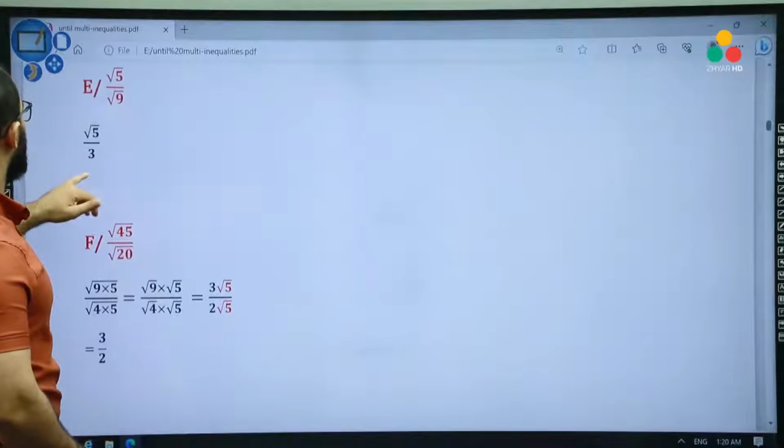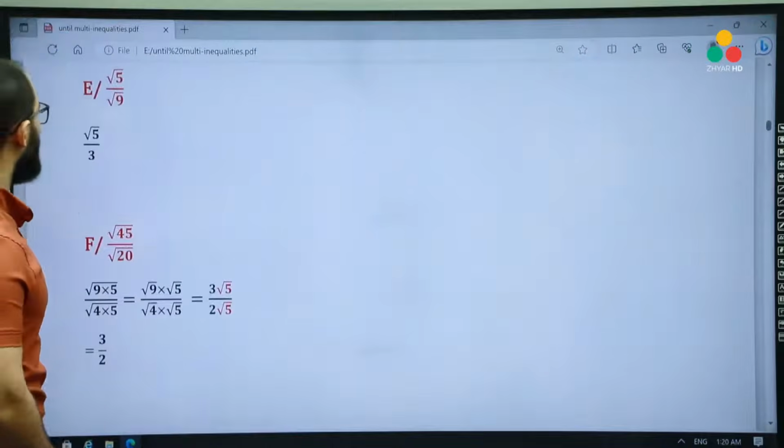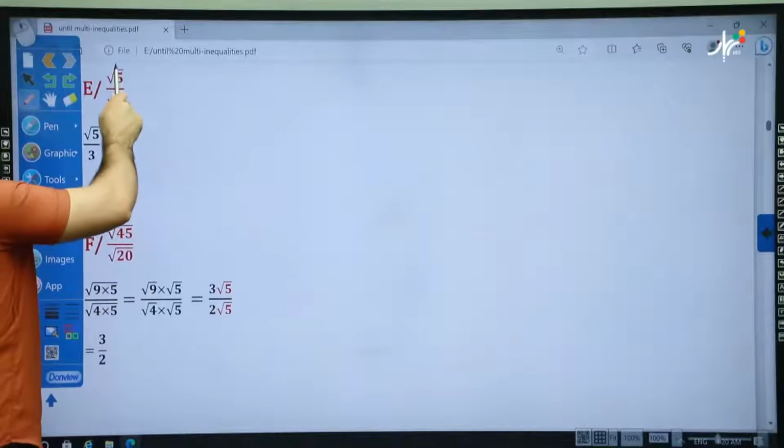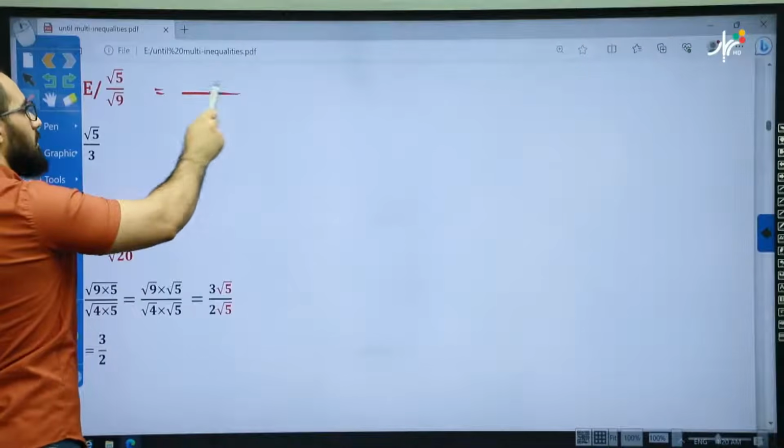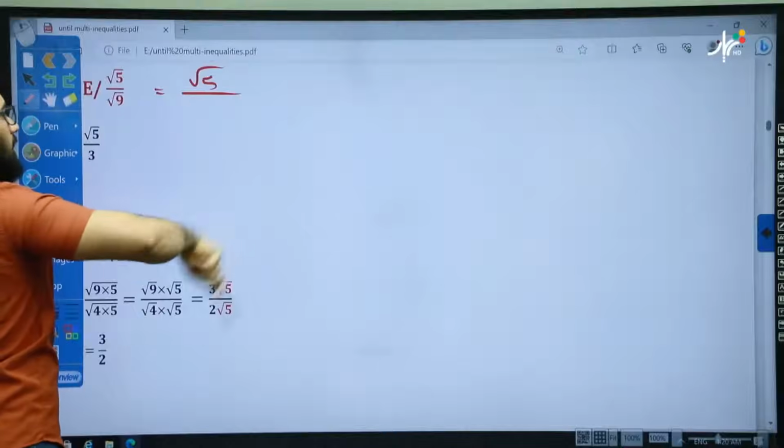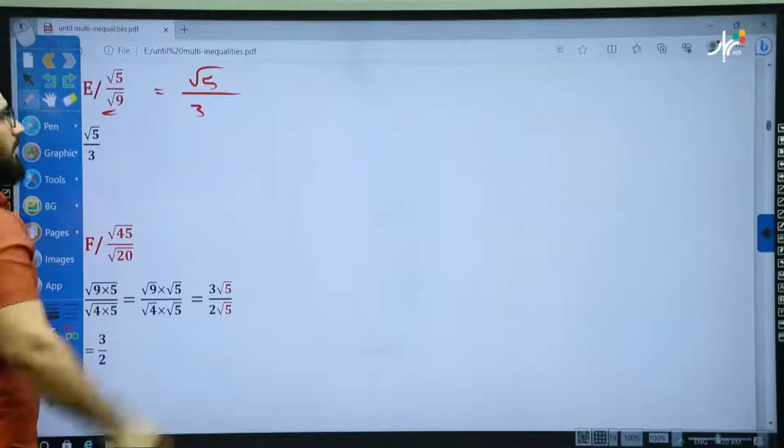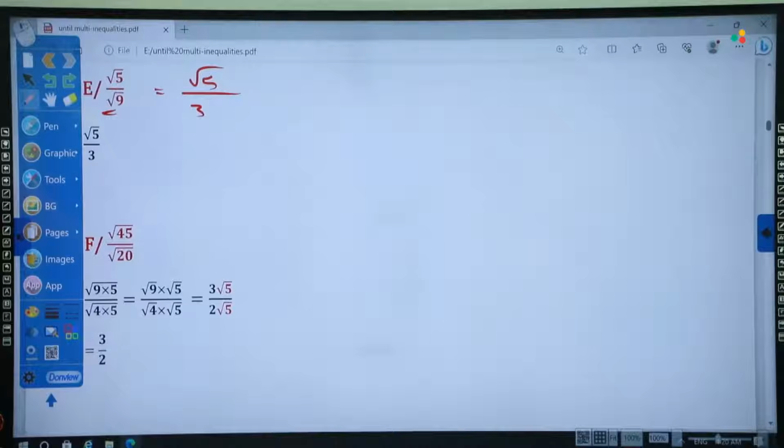Question E, square root of 5 over 9. It's quite clear 5 has no square root, so it stays the same. Then the square root of 9 is 3. The result is square root of 5 over 3.